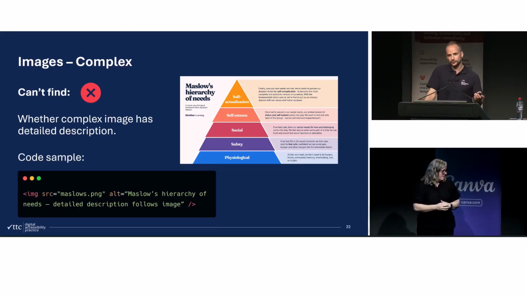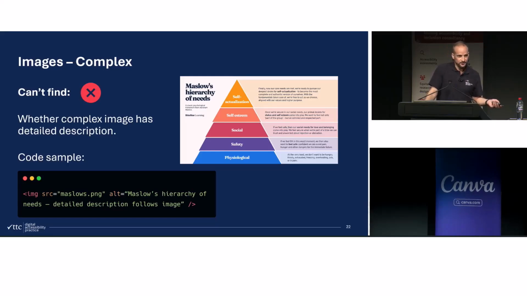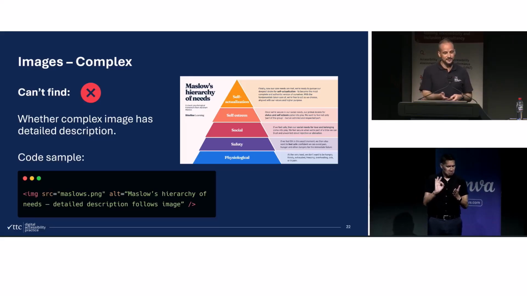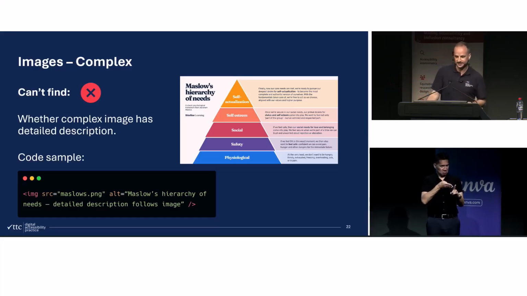The automated tool will not find an issue here if you did not include the long description somewhere, or if you put it in the wrong place. The automated tool doesn't know. All it knows is that there's an image, it has an alt tag, an alt attribute, and that's all it cares about. So this will not be picked up as an issue.